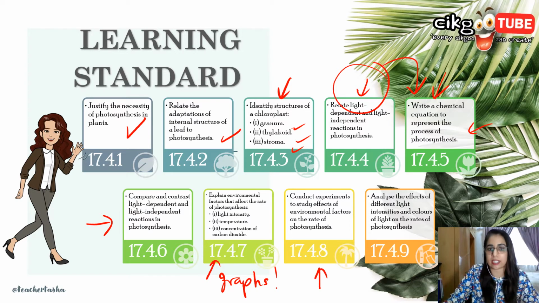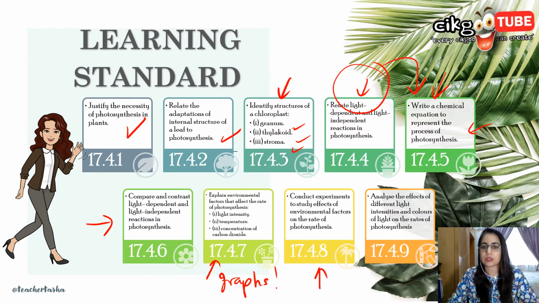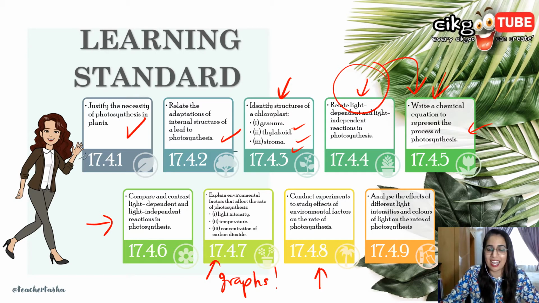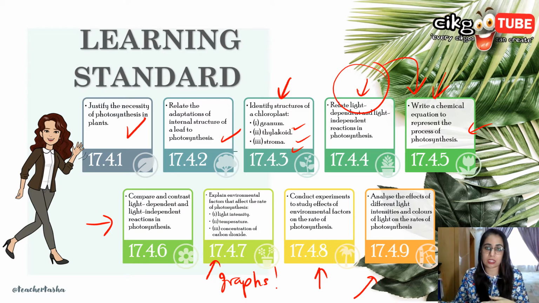And then here, conduct the experiment. Of course, we can't conduct the experiment in this lesson, but I will go through a little bit, and let's see what happens after that. And lastly, to analyze the effects of different light intensity and colors of light on the rate of photosynthesis. Does light affect the rate of photosynthesis? Colors of light. Look at that, there's a lot of learning standards here. Can you imagine how much we are going to cover in this lesson? That's a lot. Without delay, let's start.